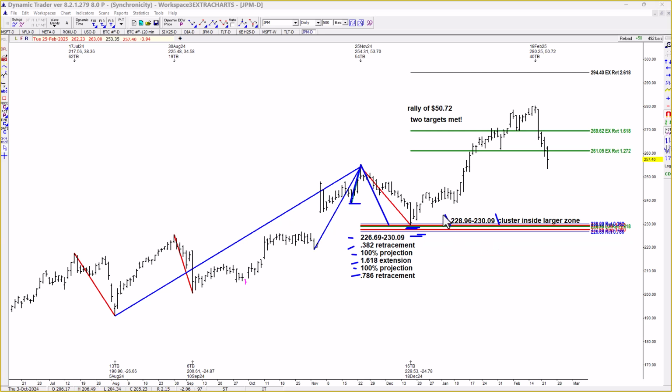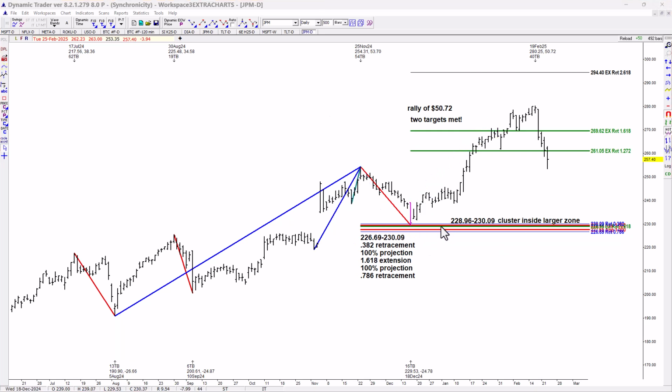Now in this case, it did hit, it held, it triggered, and it met two targets. Okay, met the 1272 target, which is target 1 for any of the trend trade setups. Target 2 is the 1618. It met that one and then went a little bit beyond. It never met the third target. But off of this area where you're just risking to underneath here from maybe here, we saw a rally of $50.72.